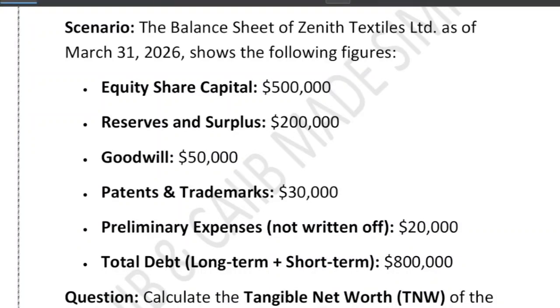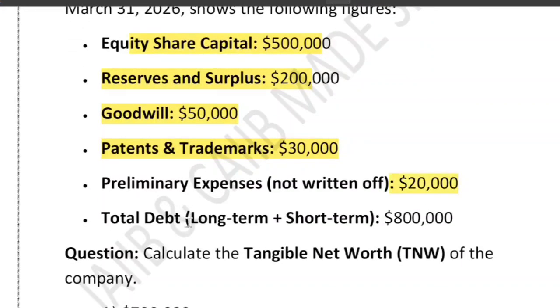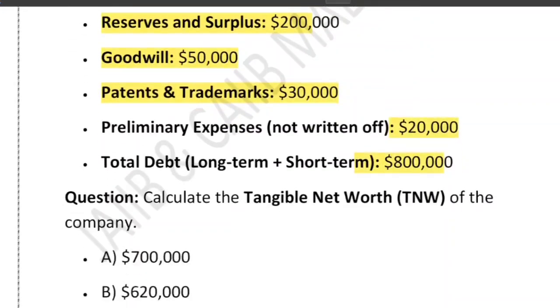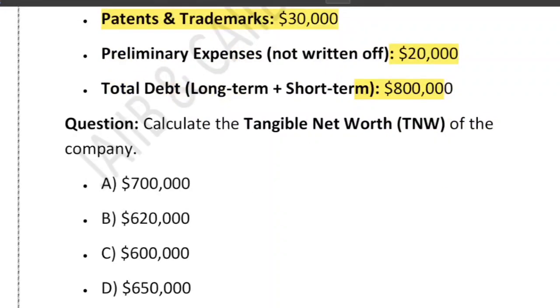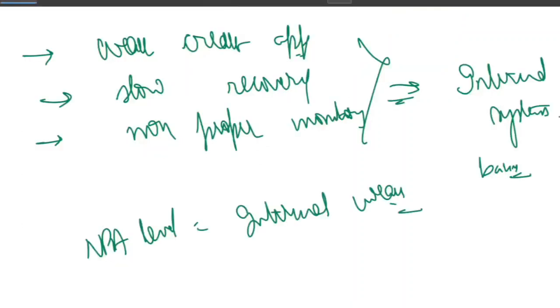The question gives the balance sheet of Zenith Textile Limited. They have provided equity share capital $5 lakh, reserves and surplus $2 lakh, goodwill $50,000, patents and trademarks $30,000, preliminary expenses $20,000, total debt $8 lakh. You have to compute the TNW, total net worth. Very good question. Four options have been provided. First of all, let's understand the basic logic of this TNW. What does it mean? Let's clarify.